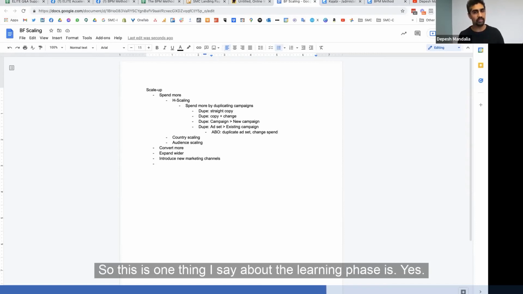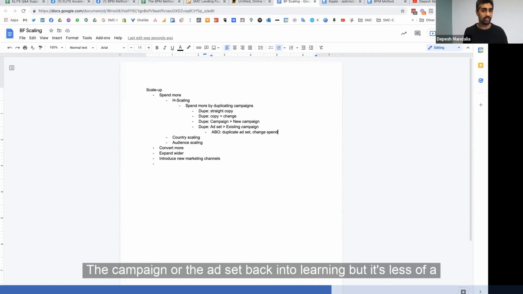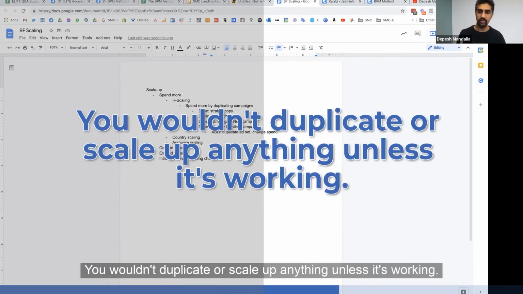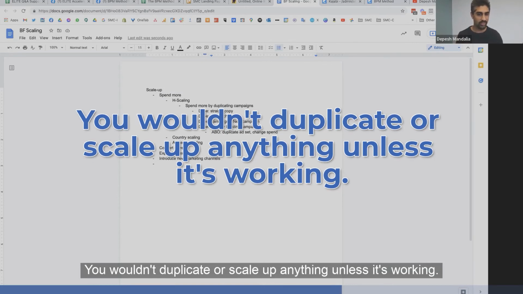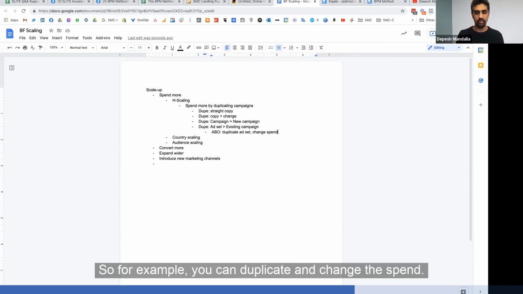So this is one thing I say about the learning phase: yes, certain things do knock the campaign or the ad set back into learning, but it's less of a concern when you've already got good, stable performance and a good history. You wouldn't duplicate or scale up anything unless it's working. So the whole reason why you're scaling up, it should negate any concern around the learning phase. So just bear that in mind as well. So for example, you can duplicate and change the spend.